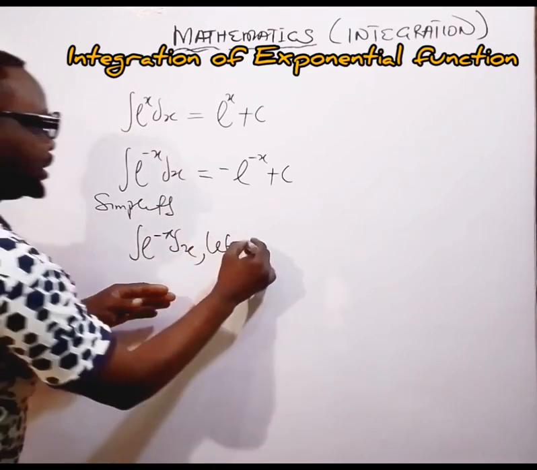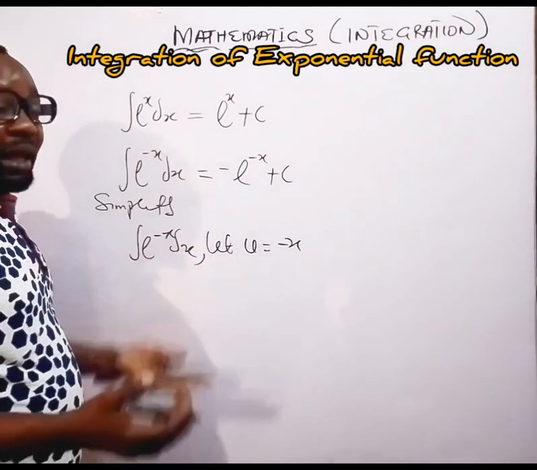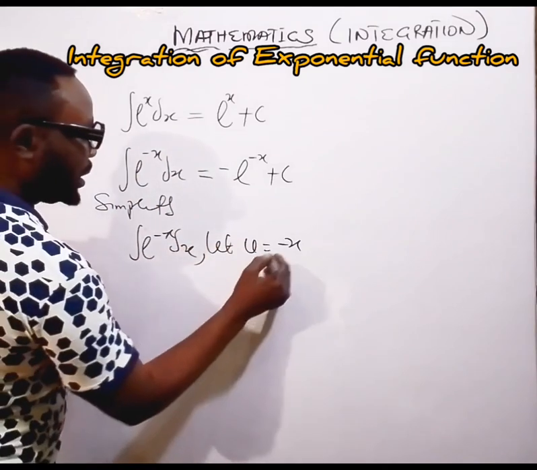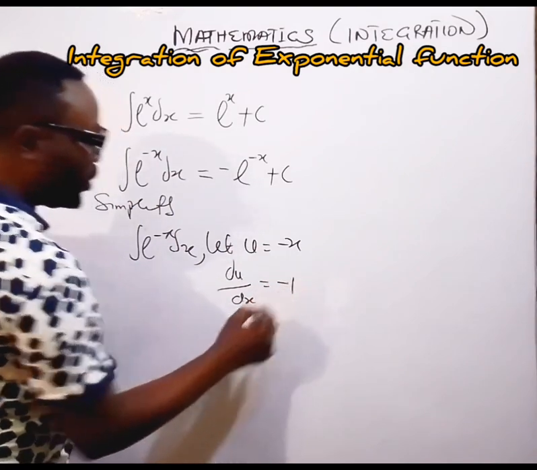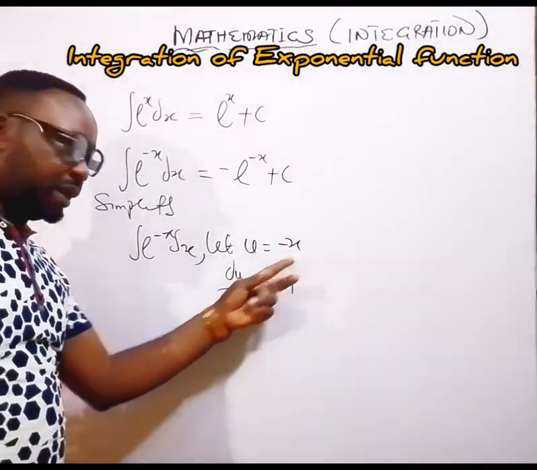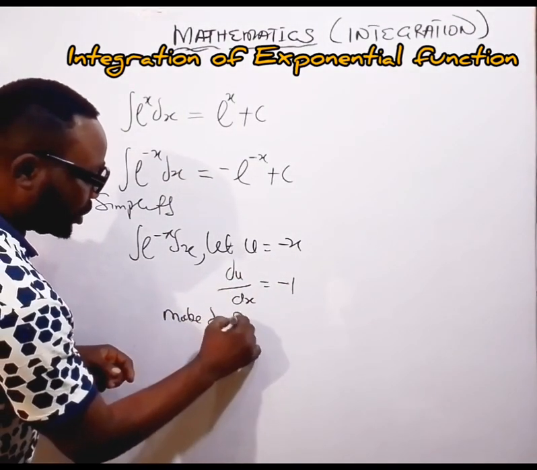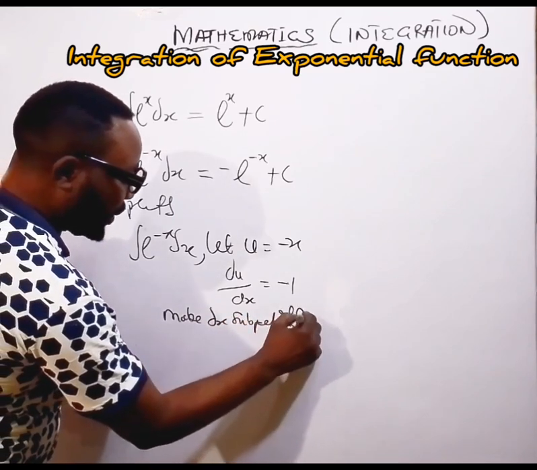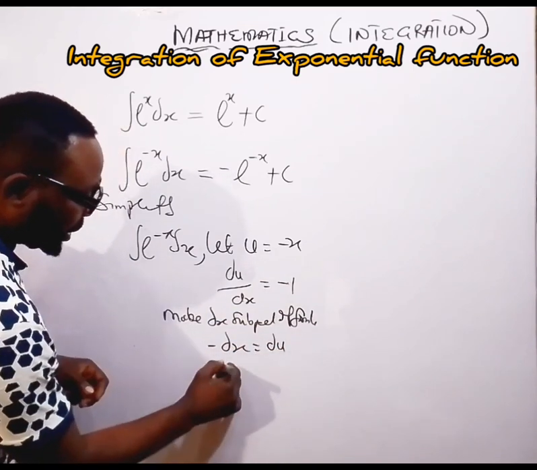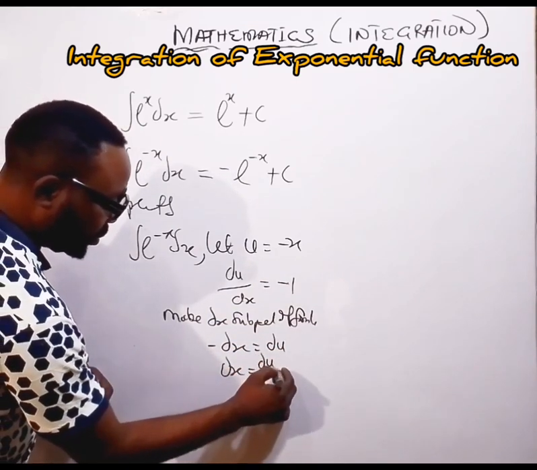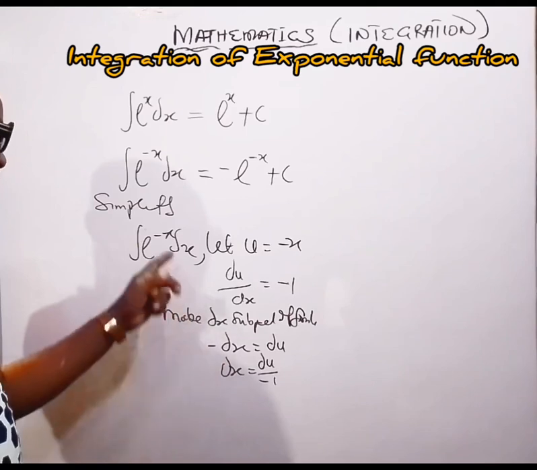I cannot just work with x, because the power is not just x. So let u equal minus x. Differentiating this expression, du dx is equal to minus 1. Then what I will do next is make dx the subject of the formula. We are going to have minus dx is equal to du. Then I can say that dx is equal to du over minus 1.